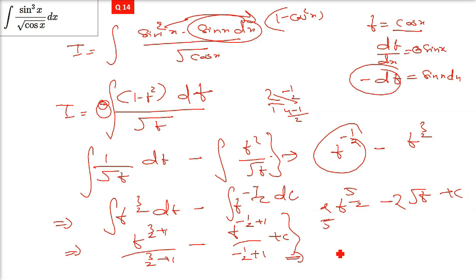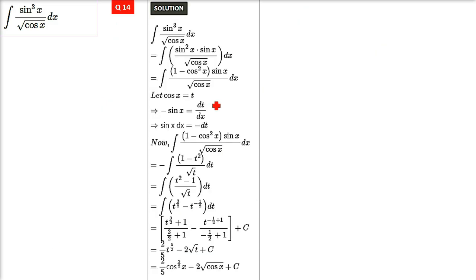So this final answer, replacing t with cos x, is 2 by 5 cos x raised 5 by 2 minus 2 under root t. This t will be cos x. So under root cos x plus constant of integration. This is your final result. So this is what we were talking about. So you can do this.